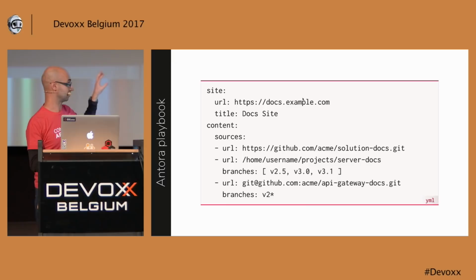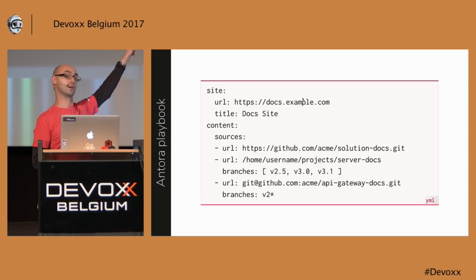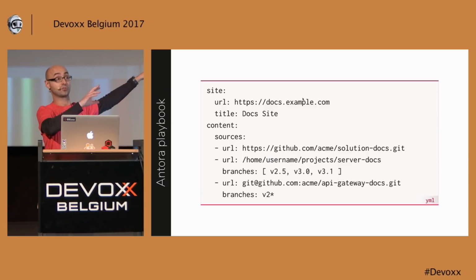And this is done by just using this playbook YAML file, where you set where the documentation will live, then the title, and then where the content is. You say the content is in GitHub, the content is at this URL, and I want to generate for these branches: documentation for 2.5, 3.0, and 3.1. And in the last example, you say I want to generate for all the versions that match V2 and so on.